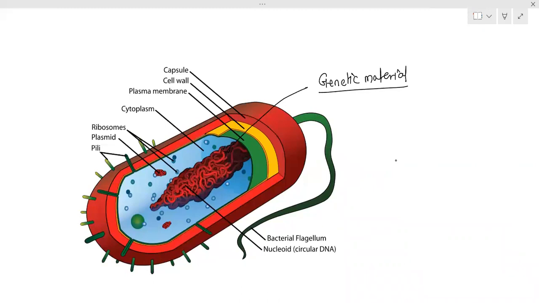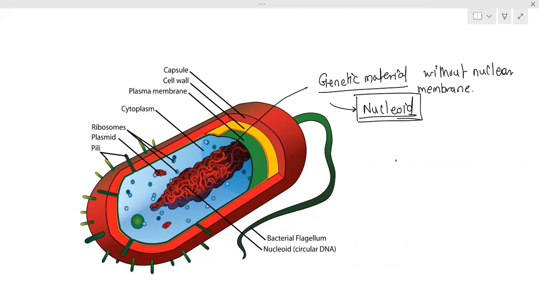Remember, there is no nuclear membrane above the genetic material, correct? Genetic material without a nuclear membrane is called the nucleoid. Remember this term. It's called what? Nucleoid. The nucleus without a nuclear membrane is called the nucleoid. Remember this term, very, very important: nucleoid.